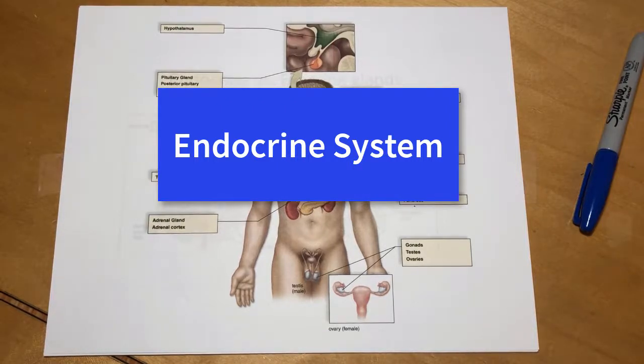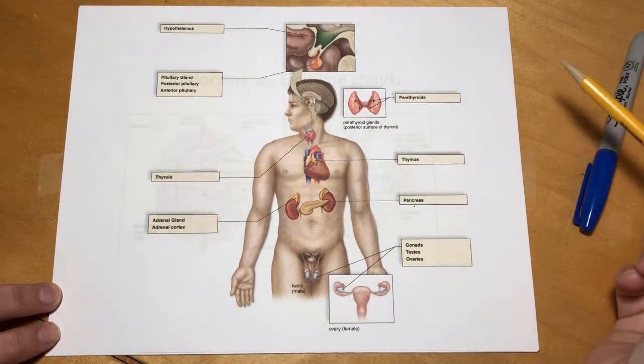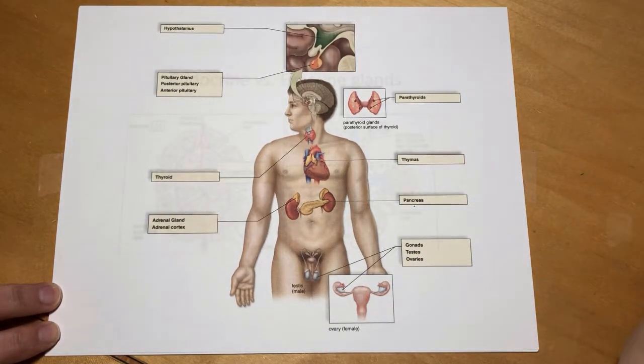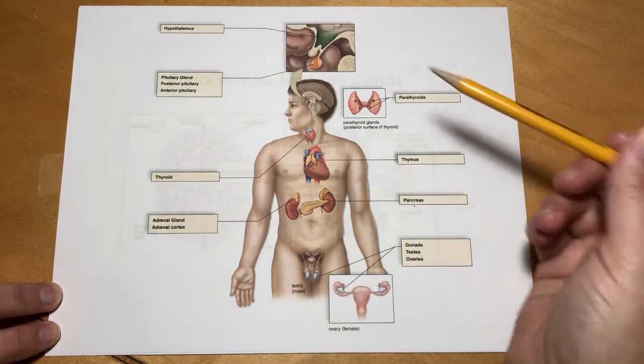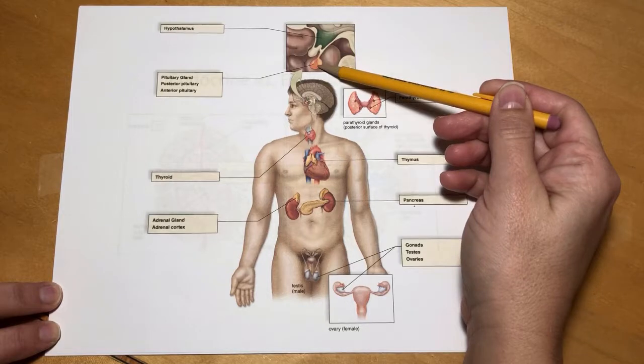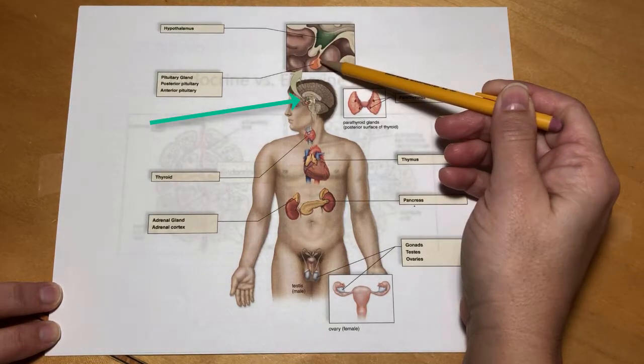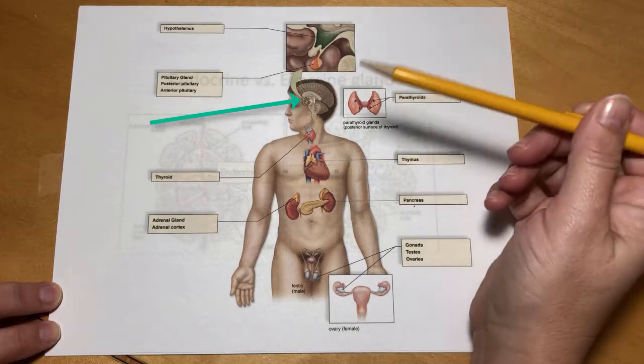Welcome back. Today we're going to be discussing the endocrine system. And the endocrine system consists of a number of different glands that work together to maintain homeostasis in the body. So starting from the top, we have the hypothalamus and the pituitary gland. Those are both in the brain, and we're going to have another video that discusses those next.